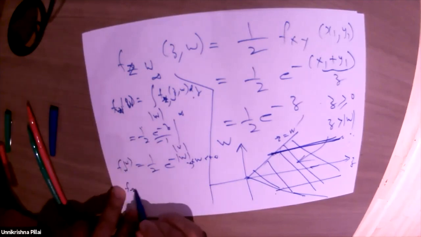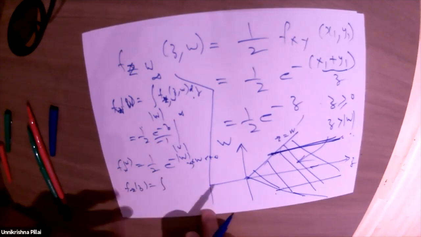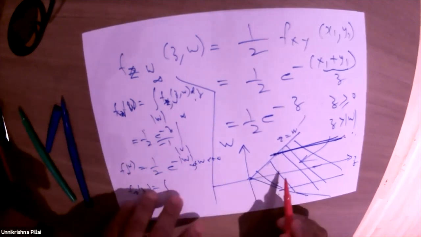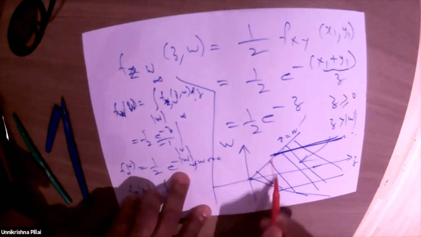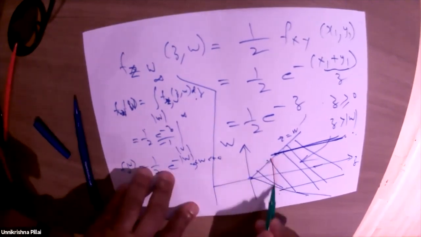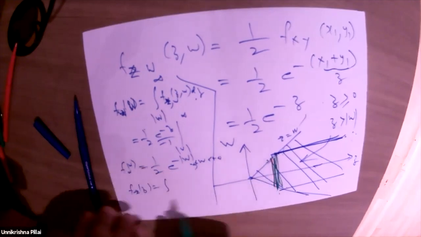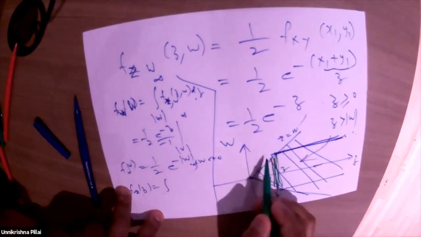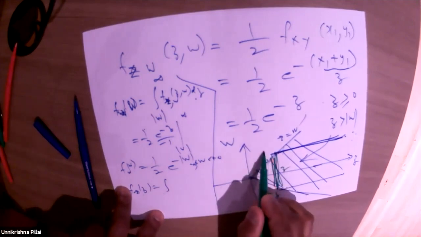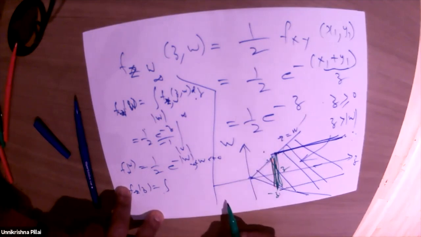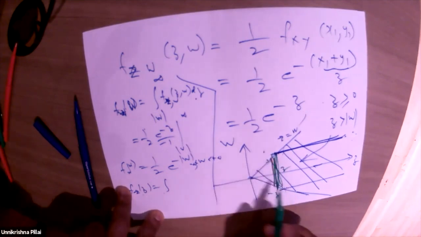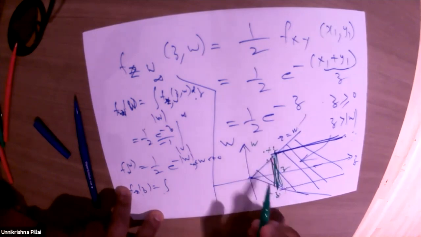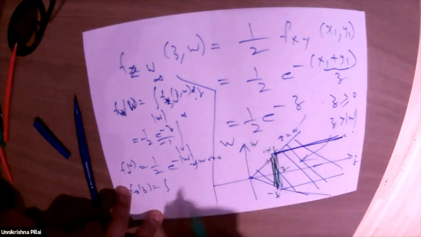Now F_Z(Z), we should integrate out W. So for any particular Z, W goes this way, right? That's easy to figure out. We just integrate on a strip like this here. So F_Z(Z) will be, remember Z is given, so this value is minus Z to plus Z. What are we integrating? This is the W region, W goes from minus Z to plus Z, because Z is greater than absolute value of W.